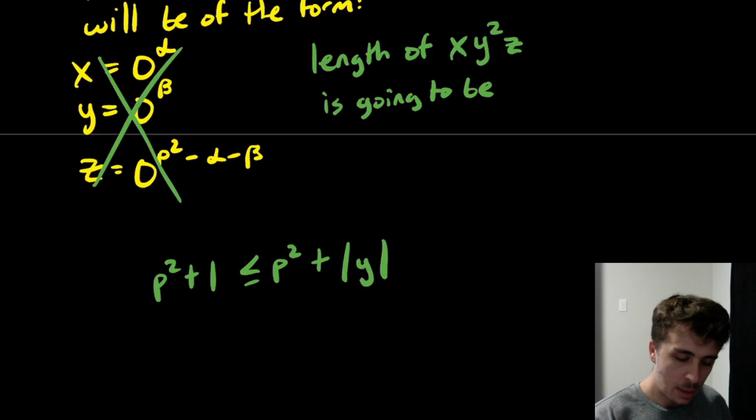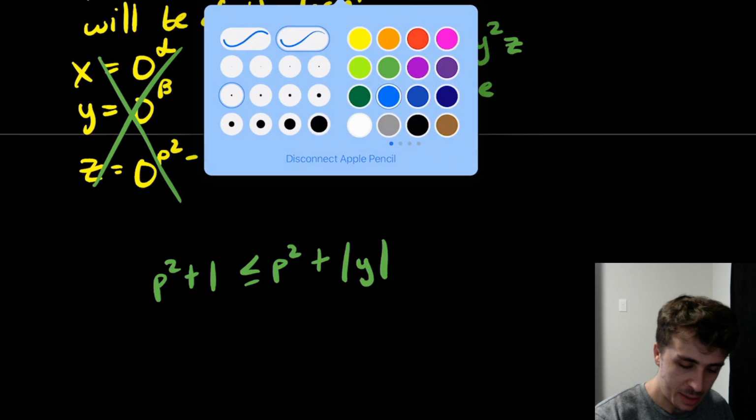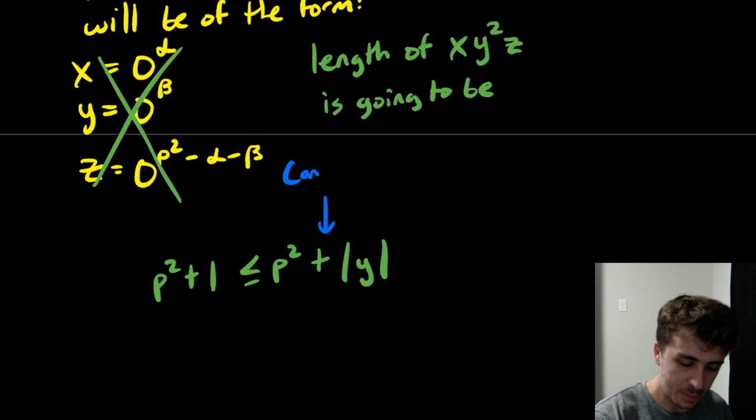Okay? But what we're asking here is, can this, so p squared plus the length of y, ever be a perfect square?